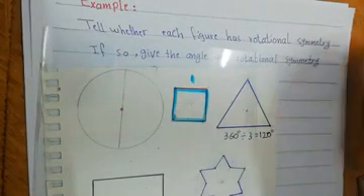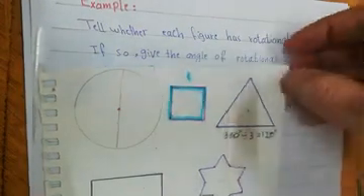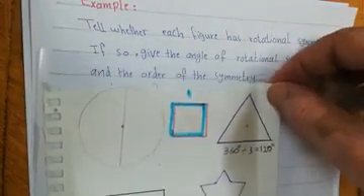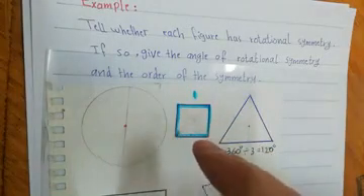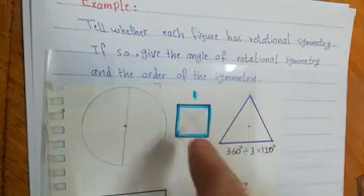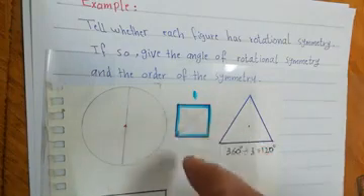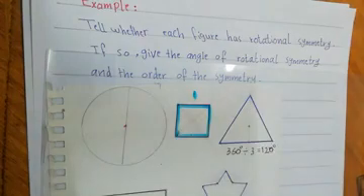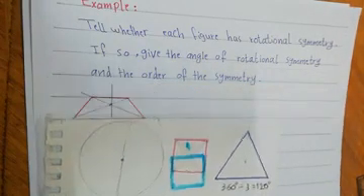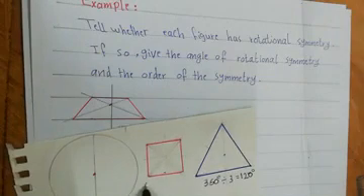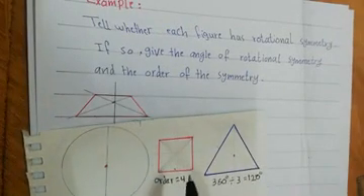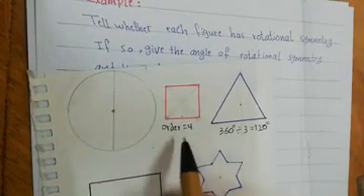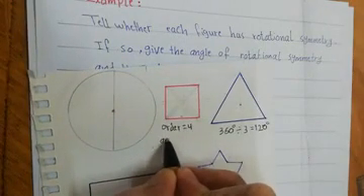Look how many times I rotated it. I rotated it 4 times, and every time it fitted itself. So there is a rotational symmetry, yes, and the order of this symmetry is 4. So order equals 4, and the angle of rotational symmetry.